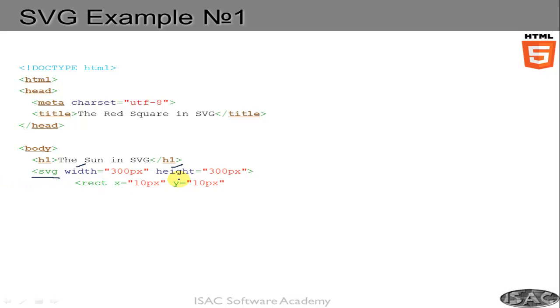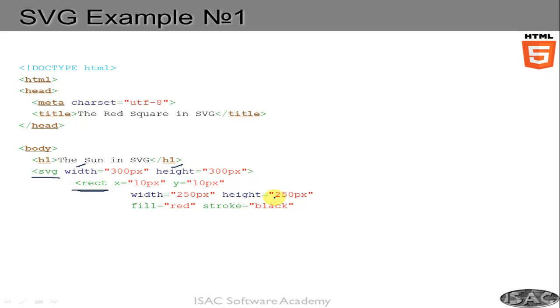After that you can declare a tag called rect, for rectangle, and say x 10 pixel, y 10 pixel. So what is x and y? X is horizontal, y is vertical, and then width will be 250 pixel and height will be 250 pixel. So x is horizontal, that is the position 10 pixel, y is the vertical position, that is 10 pixel, width is 250 pixel, height is 250 pixel.